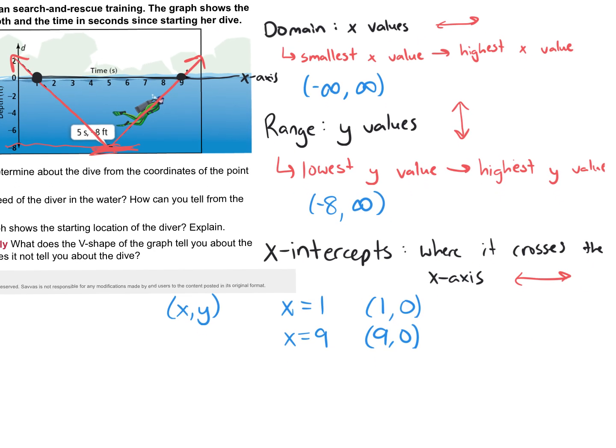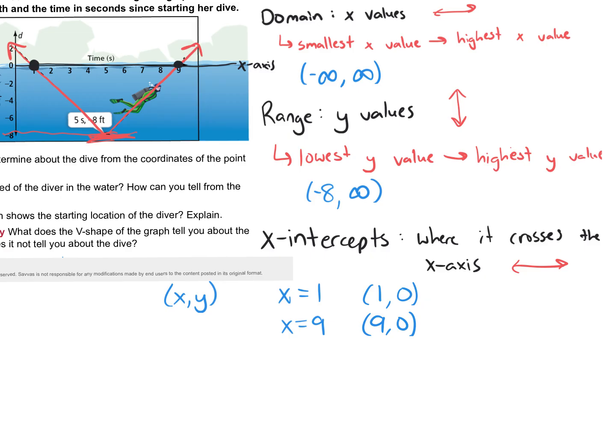What do you think comes after x-intercepts? Y-intercepts, yep. What is a y-intercept? Where it crosses the y-axis, yep.